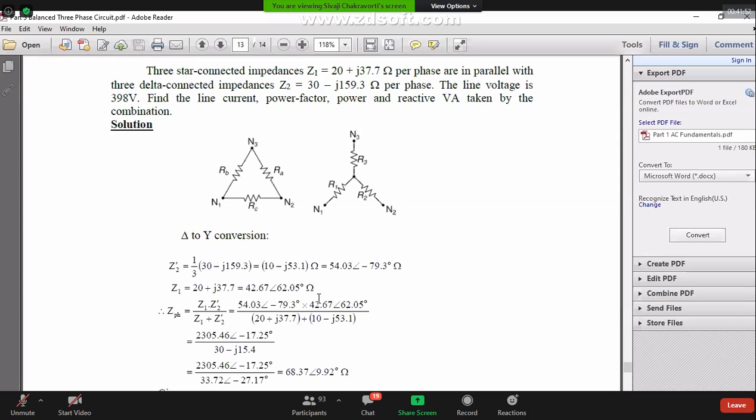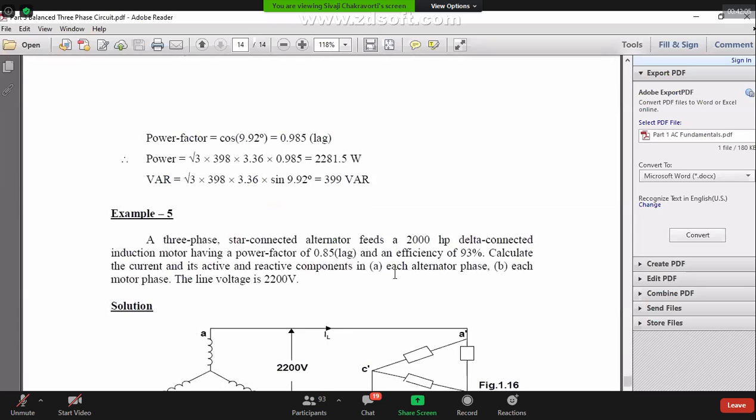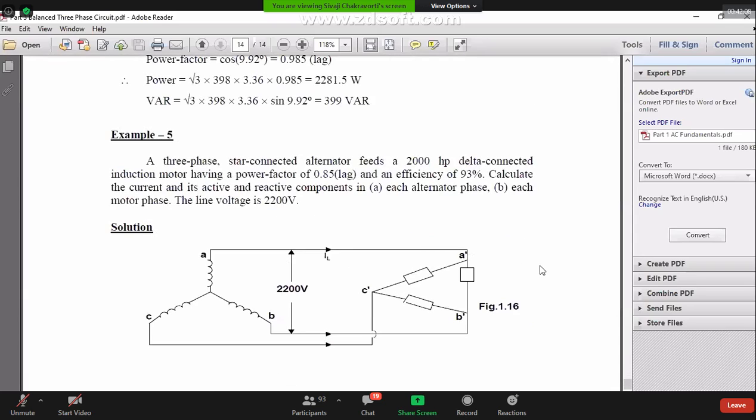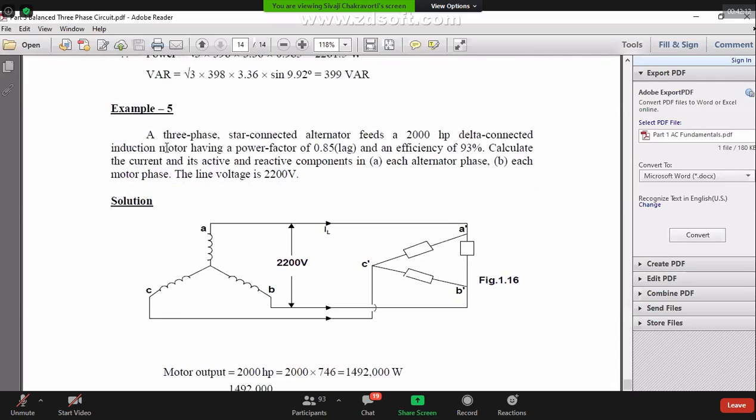Then you take the line voltage. But as I said, never solve using line quantity, convert it to phase voltage. Star connection, so line voltage by √3. Then phase current is phase voltage by phase impedance. What is the phase impedance? From this calculation, 68.37. And line current is equal to phase current. What is the power factor?